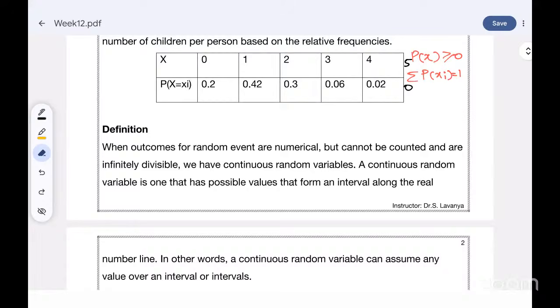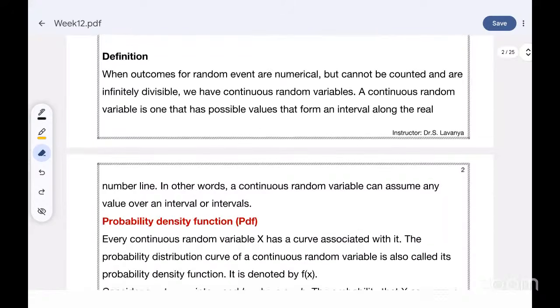All right. So continuing with what is a continuous random variable. When we cannot just count the number of outcomes, we have something called a continuous random variable. Usually we will be able to describe the possible values only in the form of an interval along the real number line. In other words, a continuous random variable can assume any value over an interval or intervals.